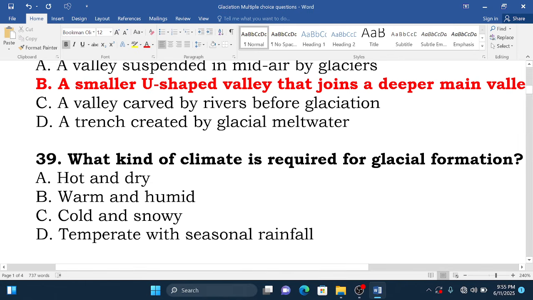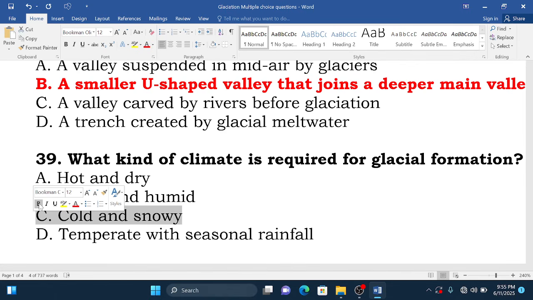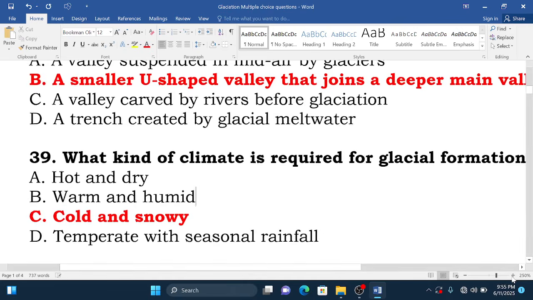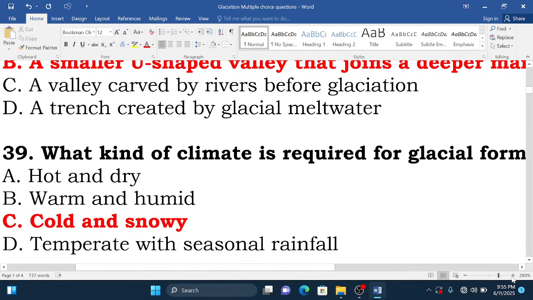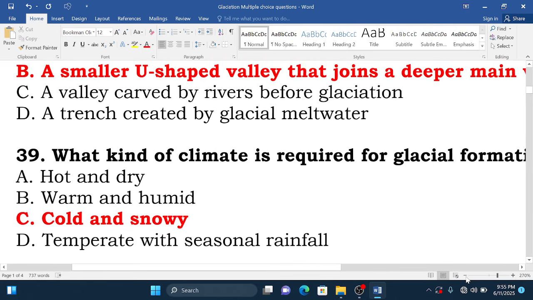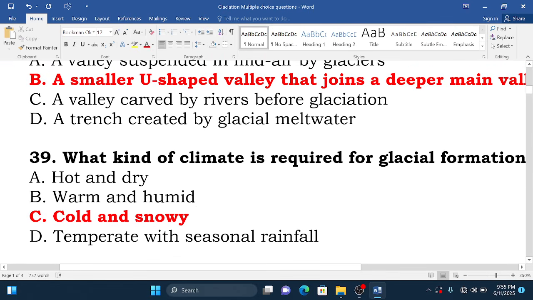B, warm and humid. C, cold and snowy. D, temperate with seasonal rainfall. So the correct answer is C, cold and snowy. This can lead to the formation of a glacier. Let's go to question number 40.